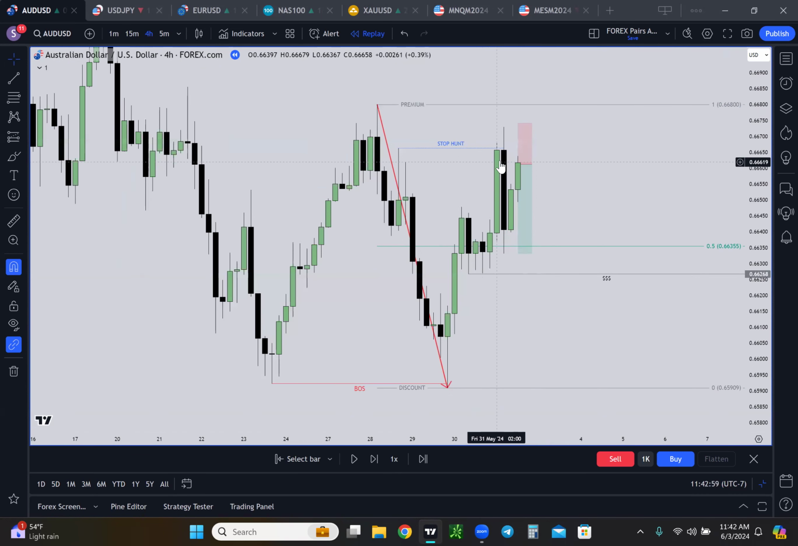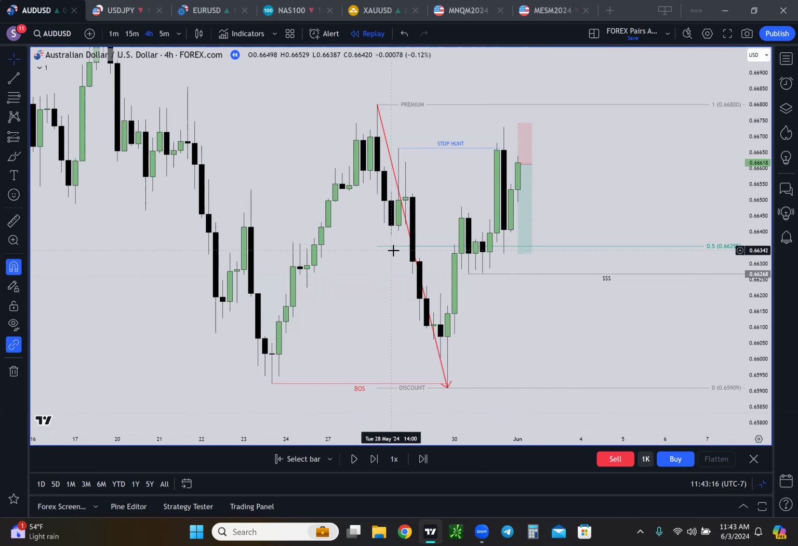Price is up here. Price had taken out this little swing point here as what I see as a stop hunt. And so my expectation at this point is for price to retrace at least down to this 50% level, and then we'll see where it goes.